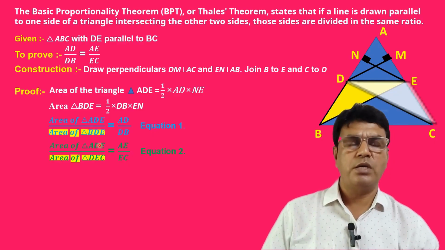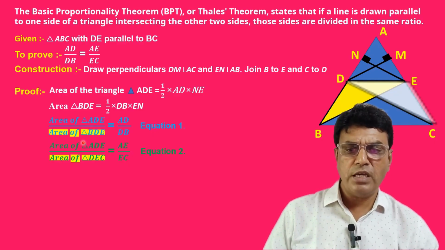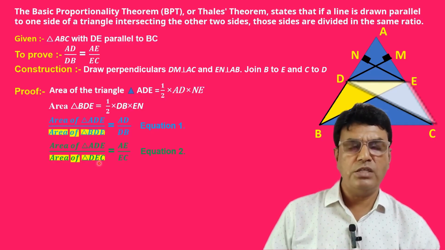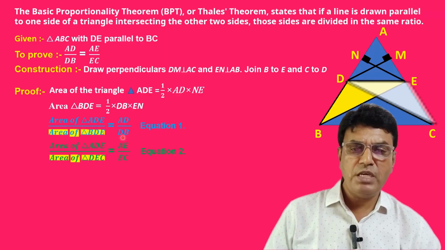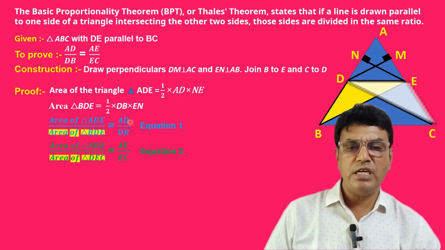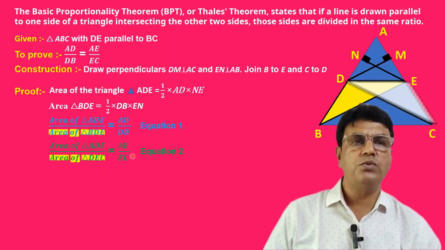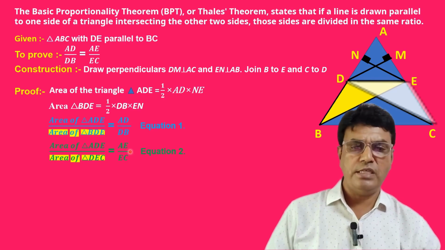Now our major work here is just to prove that the area of triangle BDE is also equal to the area of triangle DEC. The moment we are able to show that the areas of these two are equal, we will be able to conclude that AD upon DB will be equal to AE upon EC there.